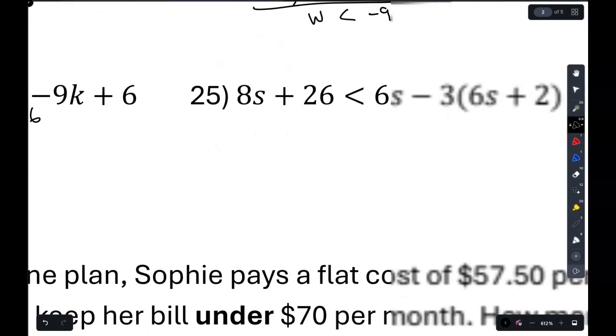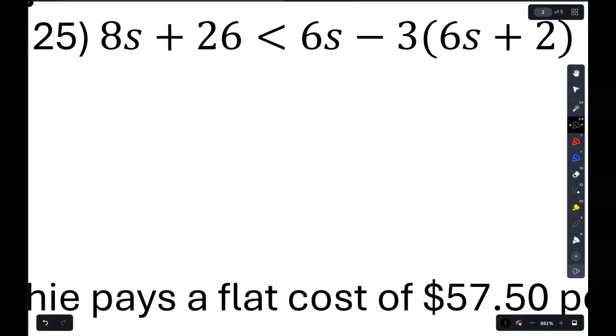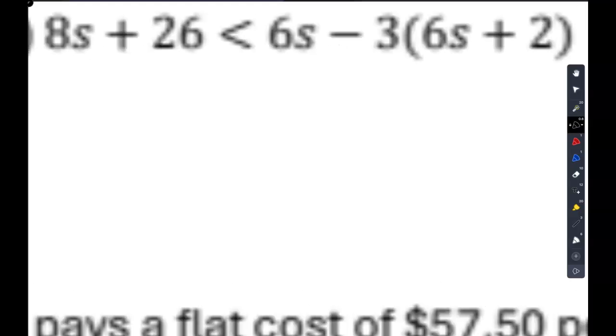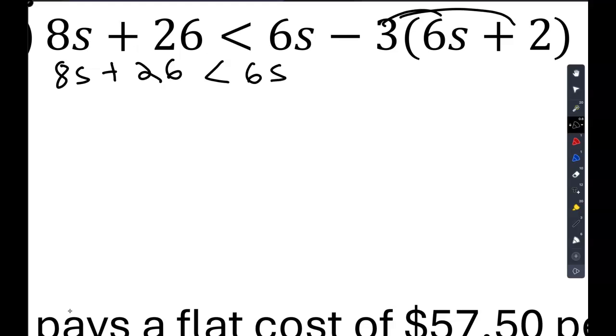All right, let's look at 25. Okay, so here's another inequality. I'm going to try to zoom in here, and I'm going to do the little trick again. So we're going to distribute this -3. Everything else stays the same. We have 8s plus 26 less than 6s plus 2. Negative times a positive is a negative. 3 times 6 is 18. Negative times a positive is a negative. And 3 times 2 is 6.